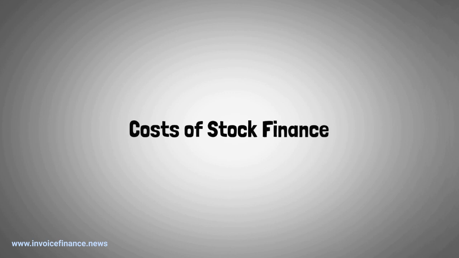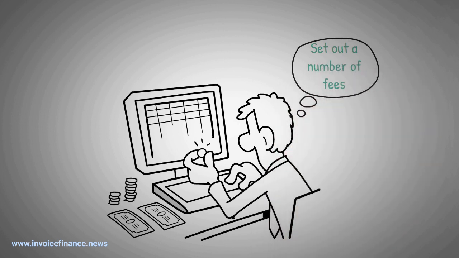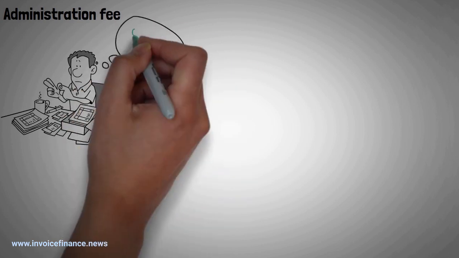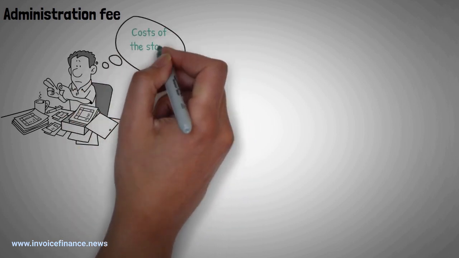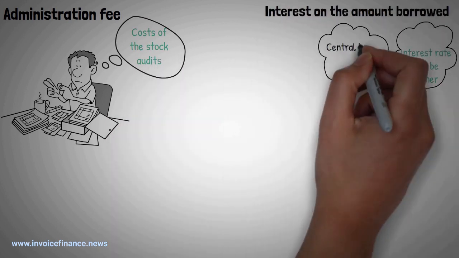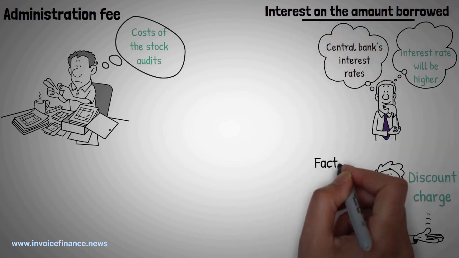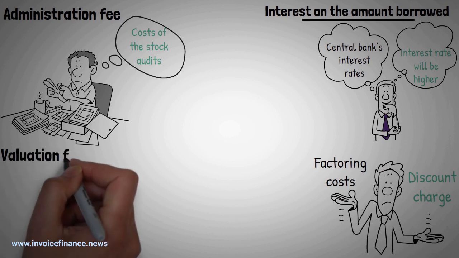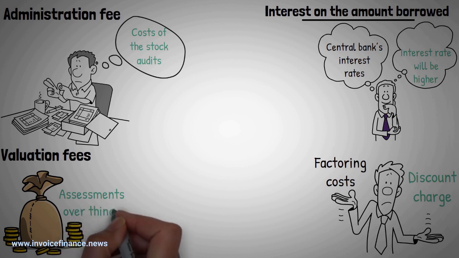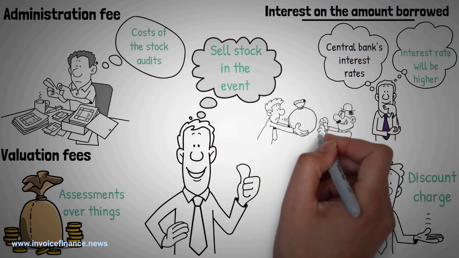Retention will be made to cover this possibility. Costs of stock finance. When a financier sets up a stock facility, he or she will set out a number of fees. Administration fee. This will be the cost for administering the finance facility and may include the costs of the stock audits. Interest on the amount borrowed. The interest rate will be higher than the central bank's interest rates. It will also be higher than the discount charge that features in factoring costs. Valuation fees. This is the cost of assessing the value of the stock and assessments over things, such as how easy it would be to sell stock in the event there was a default in loan repayments.